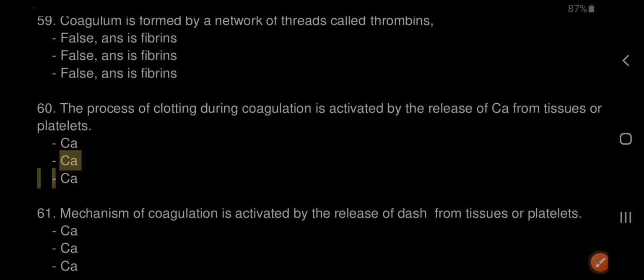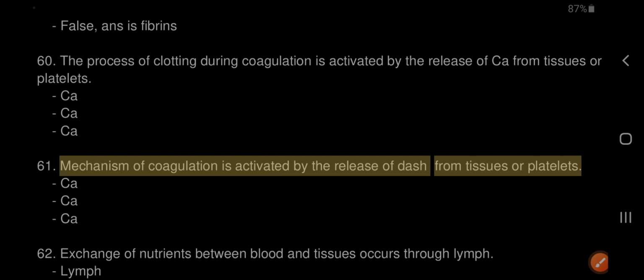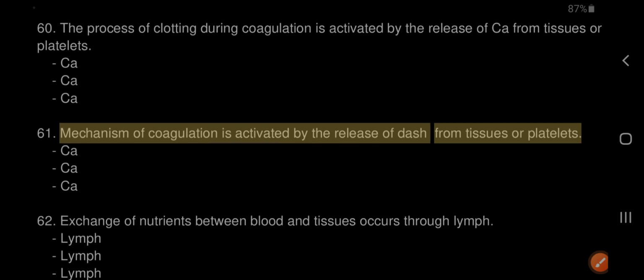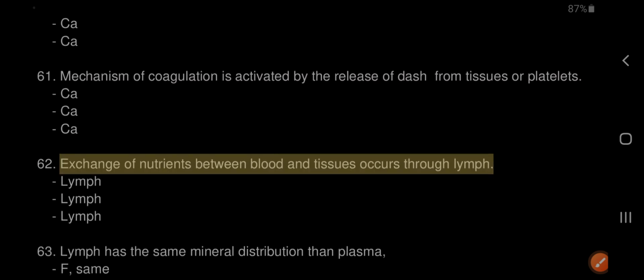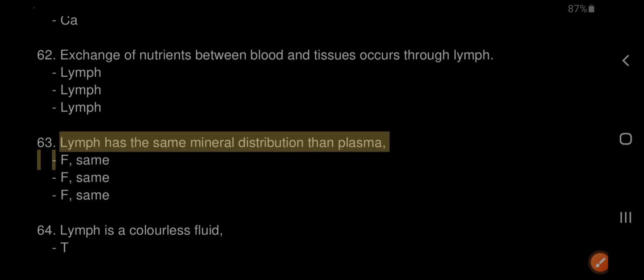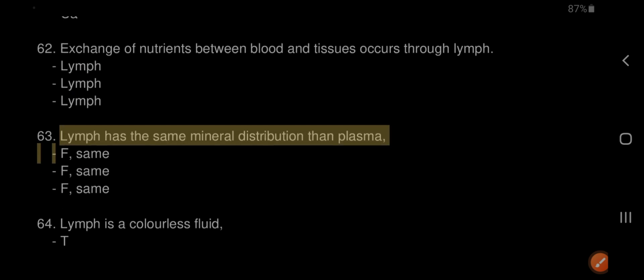61. Mechanism of coagulation is activated by the release of dash from tissues or platelets. Ca. 62. Exchange of nutrients between blood and tissues occurs through lymph. Lymph. 63. Lymph has the same mineral distribution than plasma. False. Same.